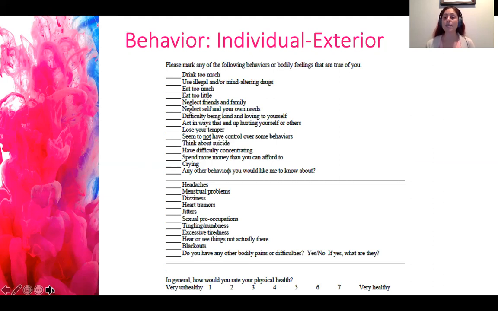Okay. Just like with the other one, you wouldn't say, do you neglect your friends and family? Do you neglect yourself and your own needs? Not helpful, kind of shaming. Make it conversational. Tell me about your relationship with your friends. Tell me about your relationship with your family. Is there anything that you'd like to change in your relationship with your friends or your family, right? More conversational.